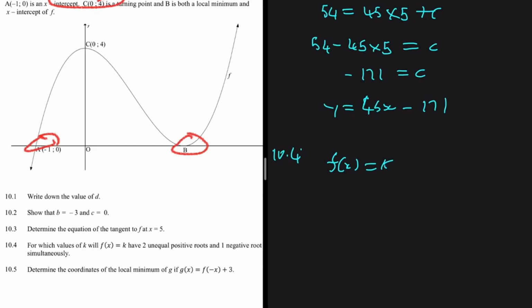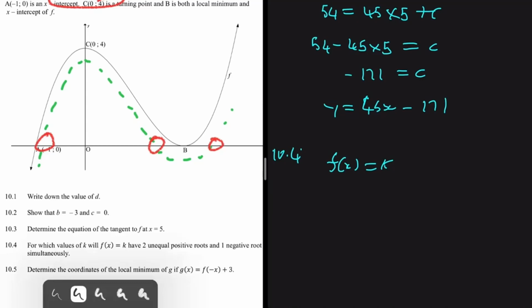If you shift your graph slightly down, then here we're going to have two positive roots, and here we are still going to have our negative root. So if we just shift our graph slightly down, then we are good to go.